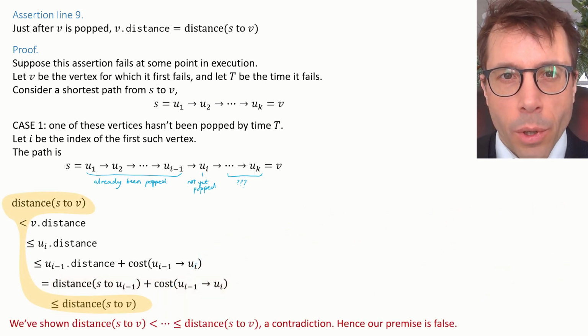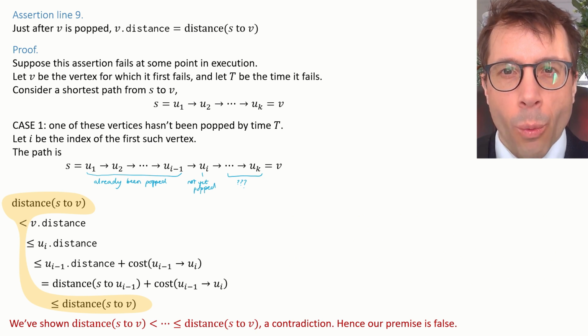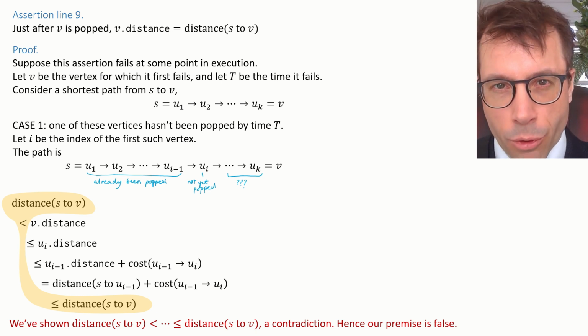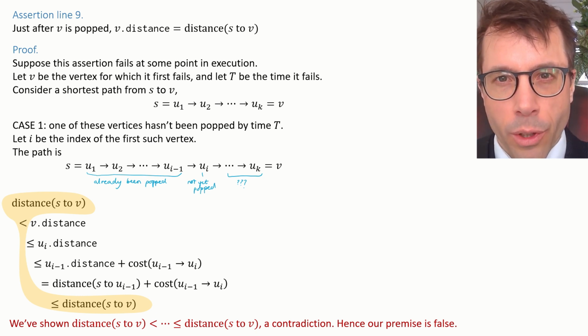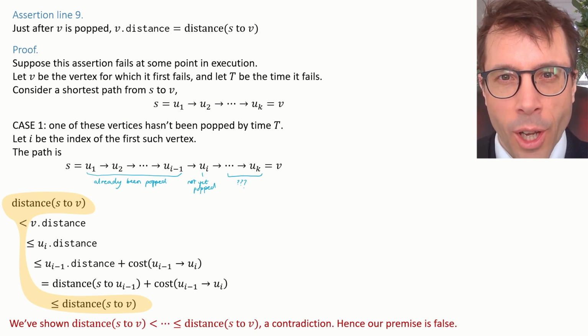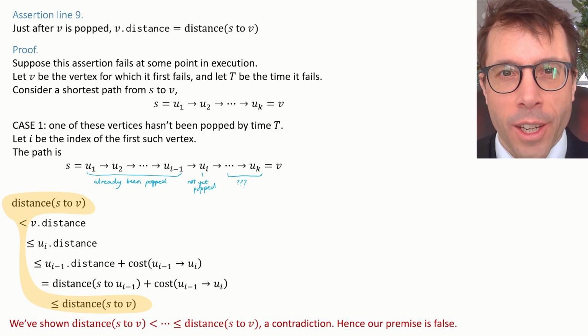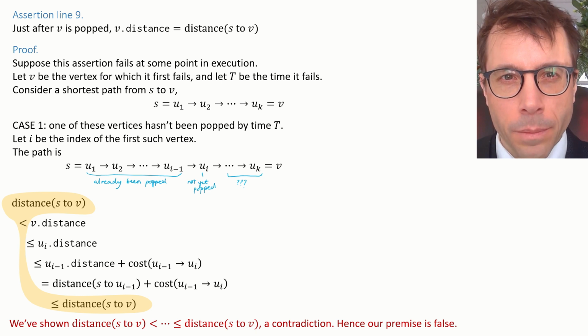Good. Let's summarize what all this algebra has proved. We started out with distance from S to V, and we proved that it's less than something, which is less than or equal to something else, less than or equal to distance from S to V. In other words, we have proved distance from S to V is strictly less than the distance from S to V. That's a contradiction, so our premise is false.